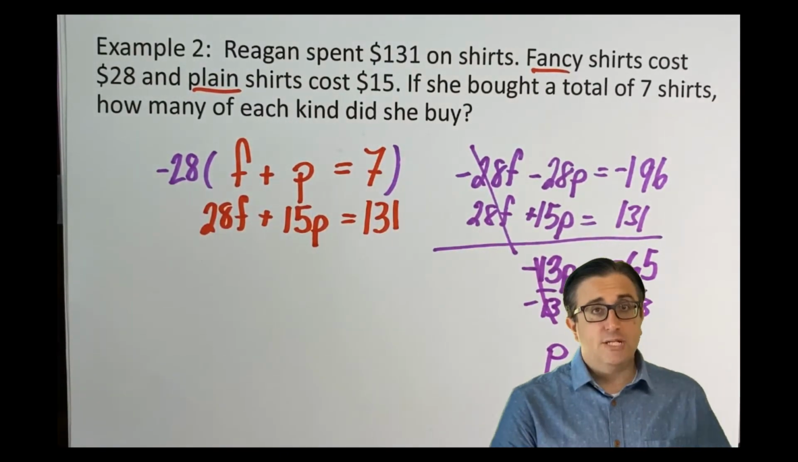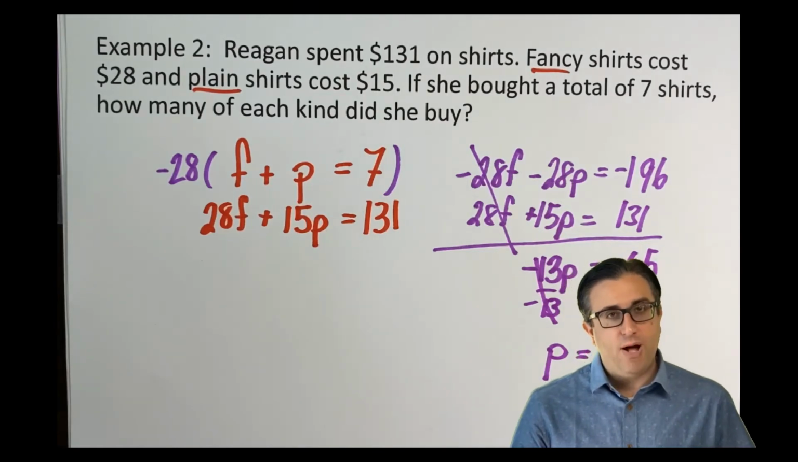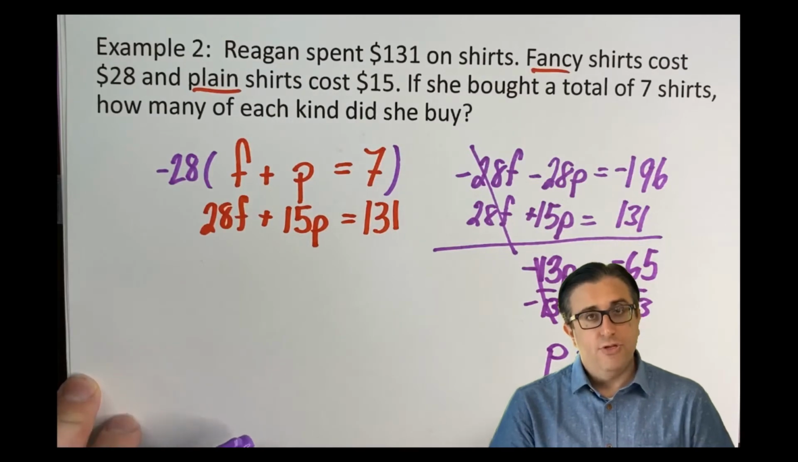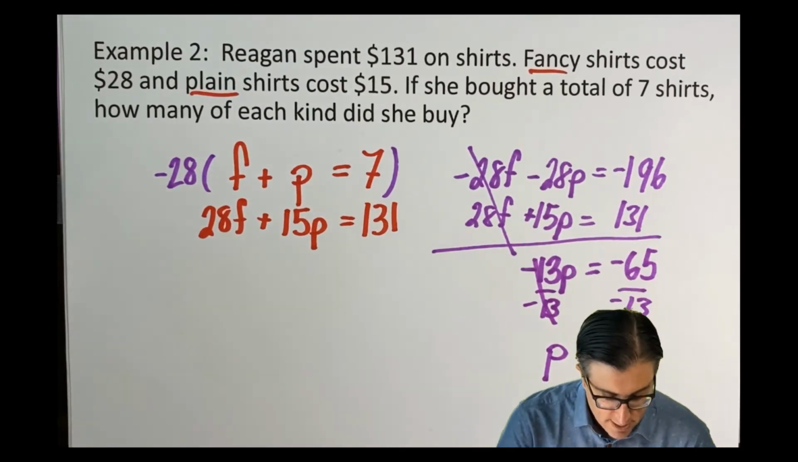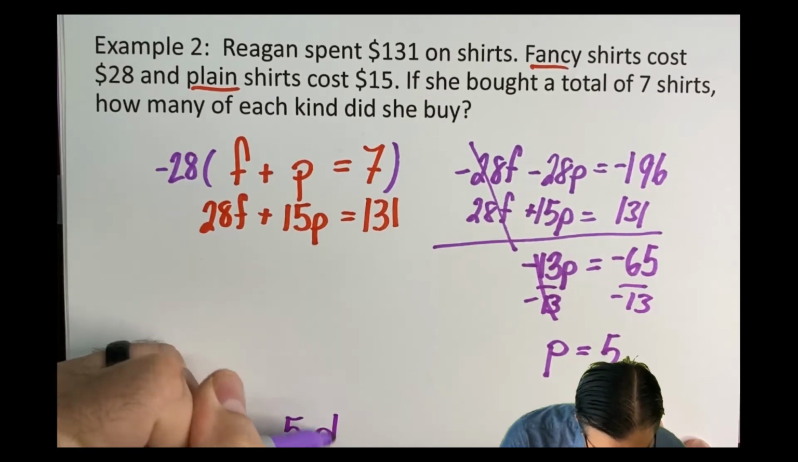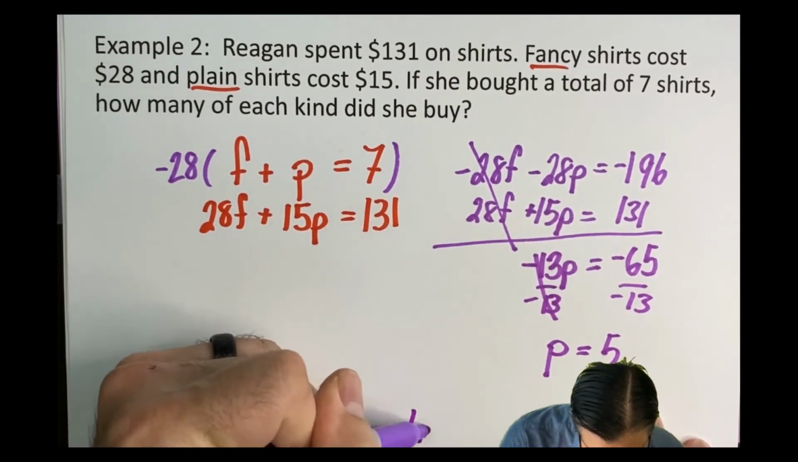5. Just a heads up, you'll never get negative numbers on these word problems. You can't buy negative 5 fancy shirts, or plain shirts in this case. So the number P equals 5 means Reagan bought 5 plain shirts.